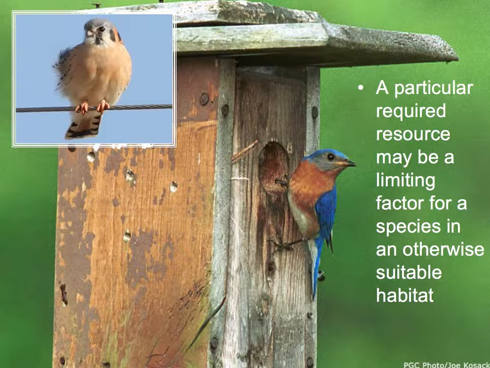Sometimes there is a very specific requirement that humans might not at first understand. Here are a couple of good examples. The first one is this bluebird. Okay, eastern bluebird. We've learned about them already. Eastern bluebird populations in the United States started to plummet, I would say, in the early to mid 1900s.